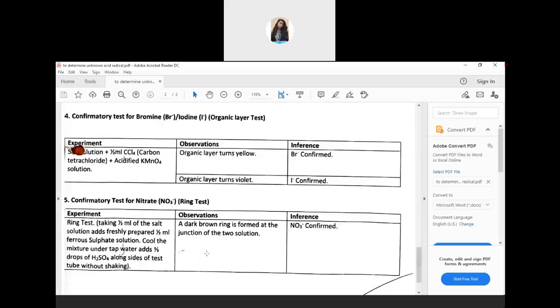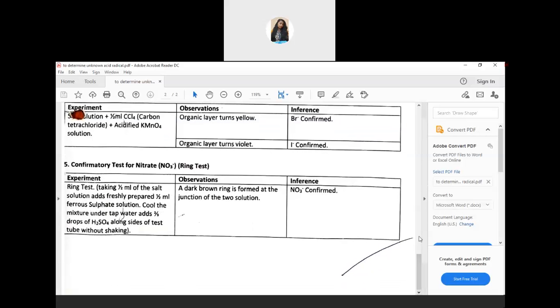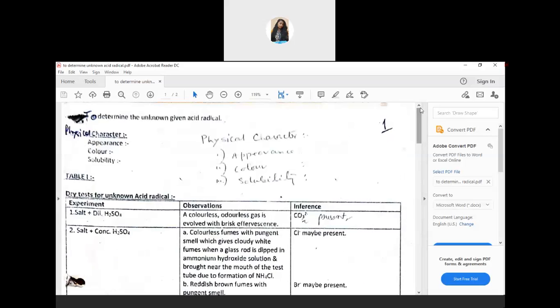So have you any question about this experiment? All of you understand? Have you any question? So no one is responding. No one is talking. I'm talking to whom? I'm talking to myself only.